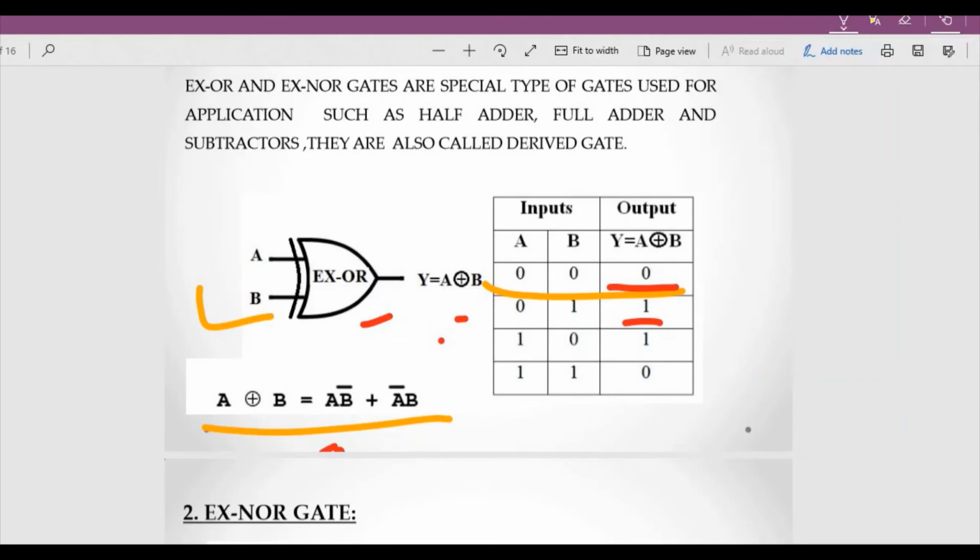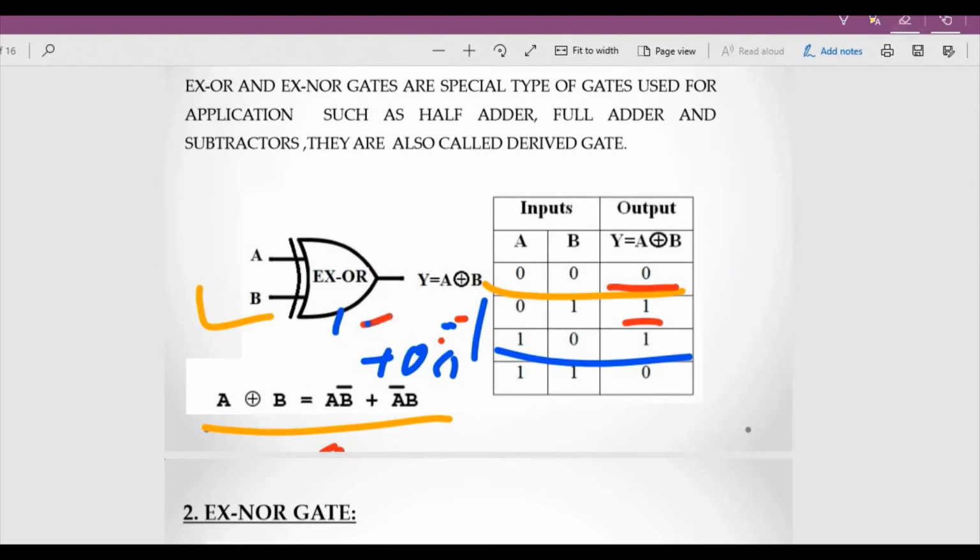Similarly, if we take this one, 1 and 0. If a is 1, so 1, and what is b? b is 0, so its complement is 1, plus a complement. What is a? a is 1 and its complement would be 0. Similarly, b is 0. So 1 into 1 is 1, plus 0 into 0 is 0, again 1. So you are getting the answer 1. So this also we have proved.